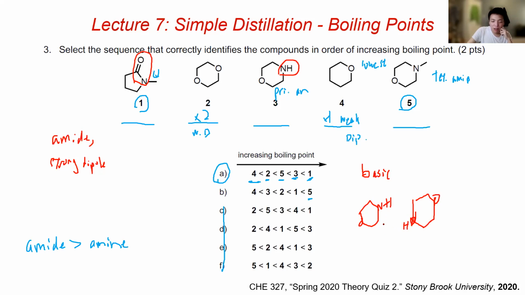The effect might not be obvious, but this kind of bond is actually weaker than amide because of the resonance. And amide bond is stronger than amine. This is just a trend. So we have amide as strong dipole, and this one is just mainly amine and weak dipole.